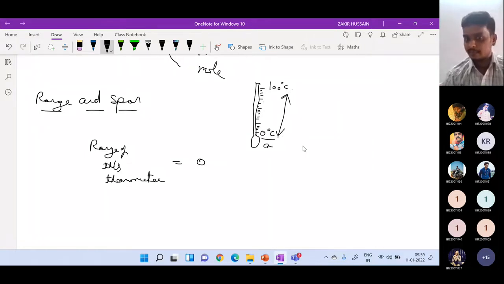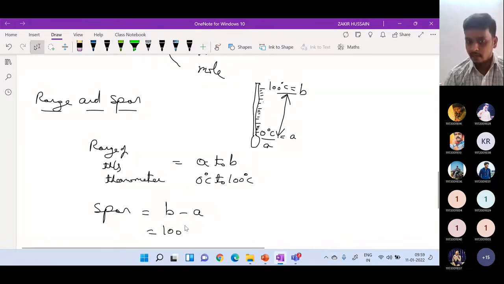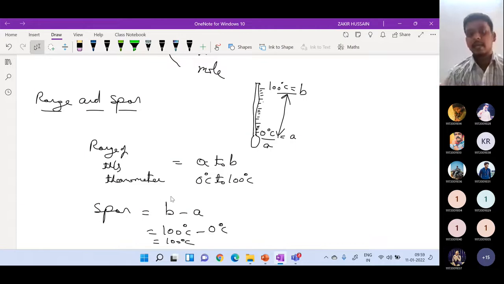For example, this is A and this is B. The highest temperature measured by this thermometer is B, and the lowest temperature which can be measured by this thermometer is A. So the range of this instrument is from A to B, or from 0 degrees centigrade to 100 degrees centigrade. Any value can be measured, and that is the range. Then the span of this thermometer is B minus A: the highest value, 100 degrees centigrade, minus the lowest value, 0 degrees centigrade. So the span is 100 degrees centigrade, and the range is 0 to 100 degrees centigrade.